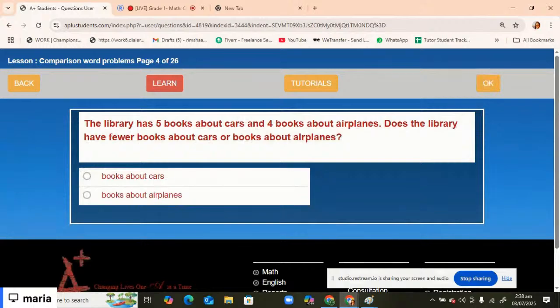The library has five books about cars and four books about airplanes. Okay. How many books for cars? Five. And how many books for airplanes? Four. Does the library have fewer books about cars or books about airplanes? Tell me, books about cars or books about airplanes? Which is the fewer amount? Cars are five and airplanes are four. Which one is the right answer?